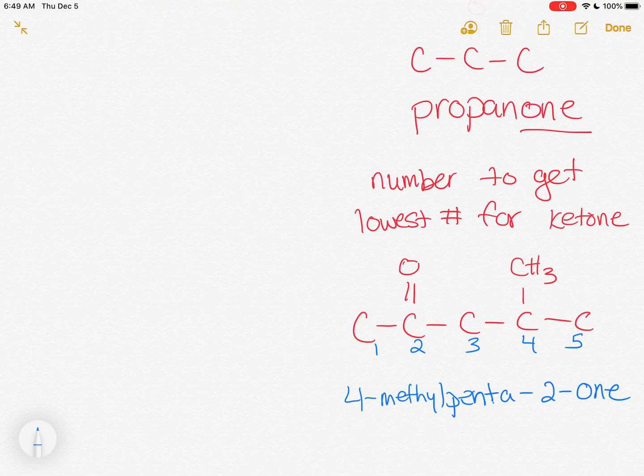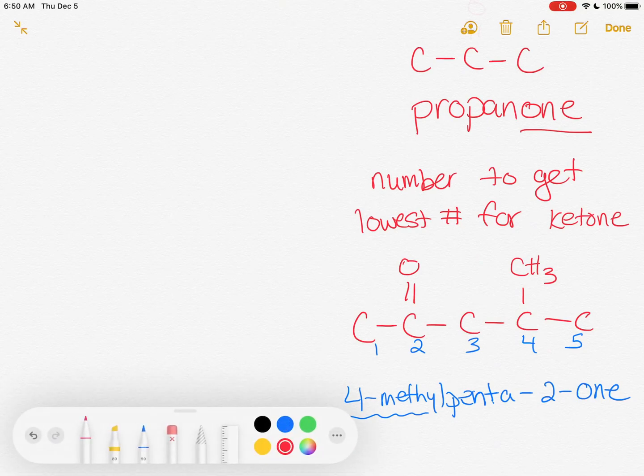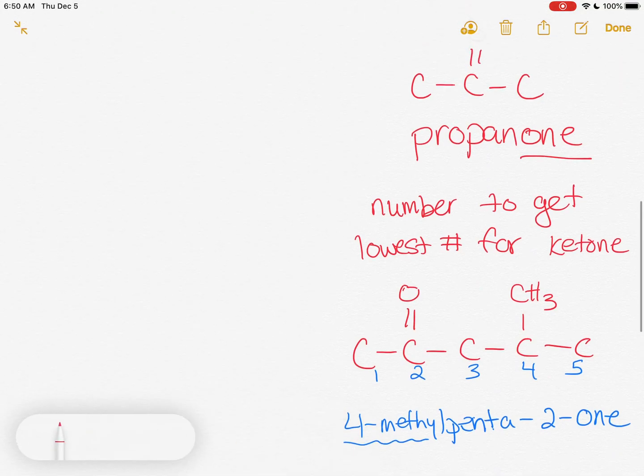Okay. So branches get numbered just like they normally would. We're going to name our branches right at the beginning of our name. But we're numbering now for the ketone. So the ketone is deciding on where we start numbering from.